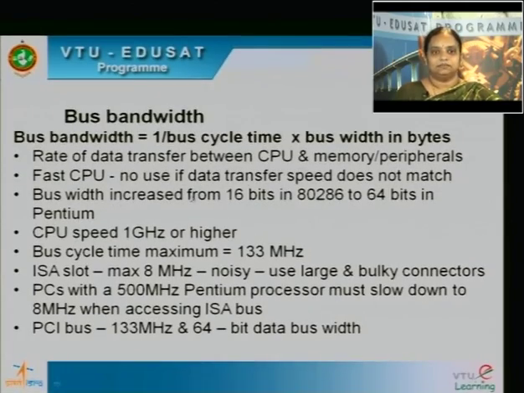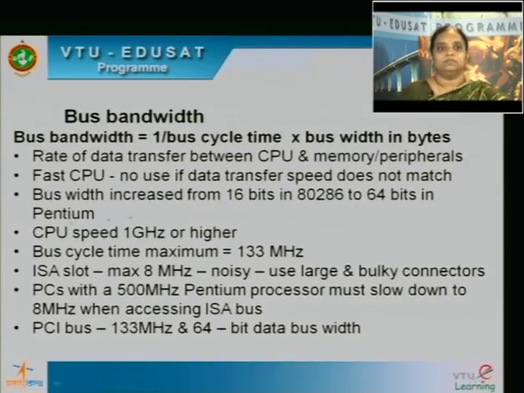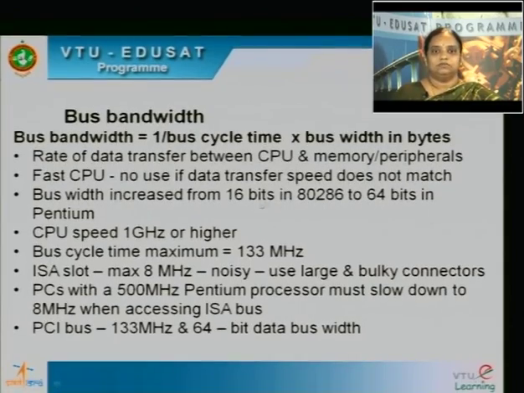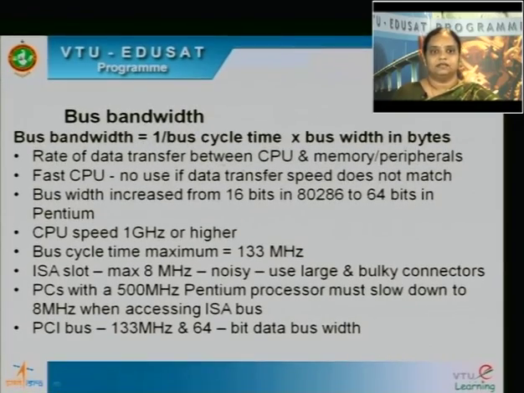Similarly, the bus width can be increased still further, from 16 bits in the 80286 to 64 bits in Pentium. Remember, we have 8086, 80286, 386, 486, Pentium, Celeron, and so on. So the bus width of 16 bits in the 286 processor is increased to 64 bits in Pentium. When I look at the bus width in bytes, what happens to the bus bandwidth? 16 bits is 2 bytes, so cycle time into 2 will now be increased to cycle time into 8, so a 4 times increase.